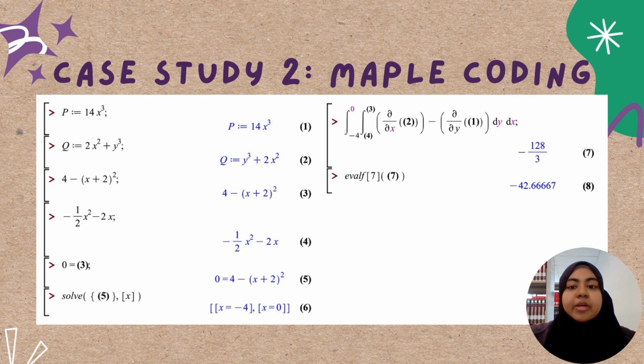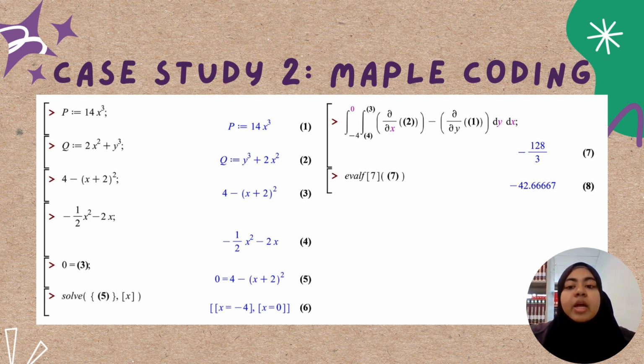Hi, my name is Amira, and I'll be explaining case study 2's Maple coding. On the first line, we can see the P equation, and on the second line is our Q equation. On the third line is the upper equation of our shaded area, and on the fourth line is the lower equation of our shaded area.